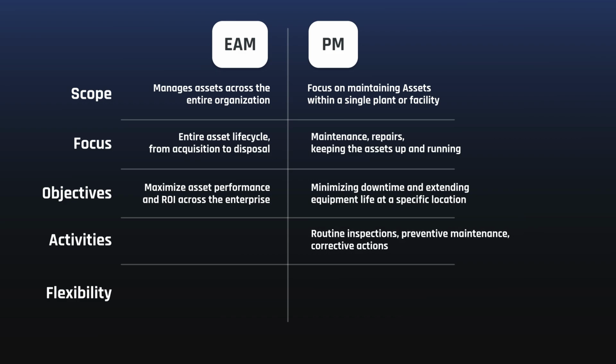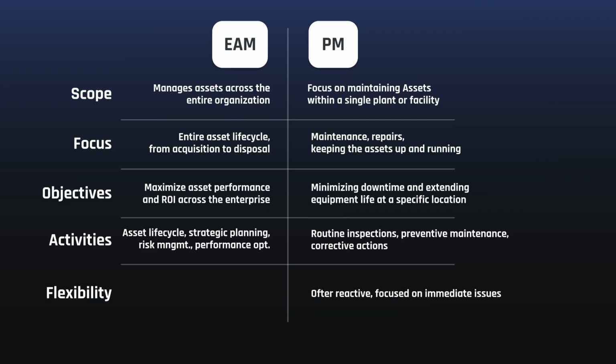How about the activities? In PM, these are routine inspections, preventive maintenance, corrective actions. In EAM, it's asset lifecycle management, strategy planning, risk management, performance optimization. When it comes to flexibility, plant maintenance is often reactive and focused on immediate issues, whereas EAM fosters a proactive approach with emphasis on long-term planning and optimization.